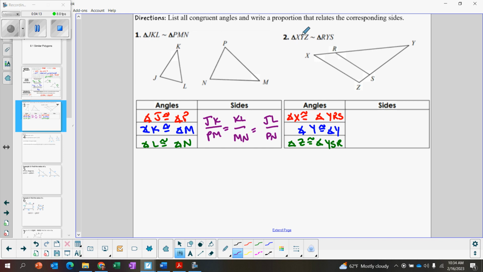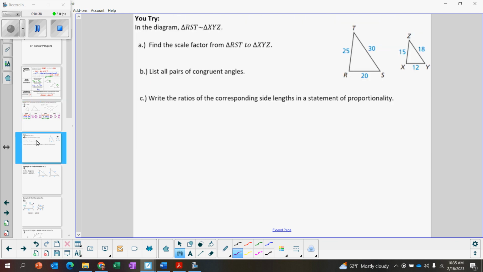And as for my sides, I could go back and use my similarity statement. XY matches with RY. So XY over RY equals YZ over YS equals XZ over RS. So you go ahead and try this one. Pause. When you're ready to see the answer, hit play.